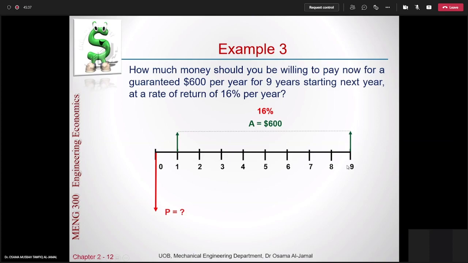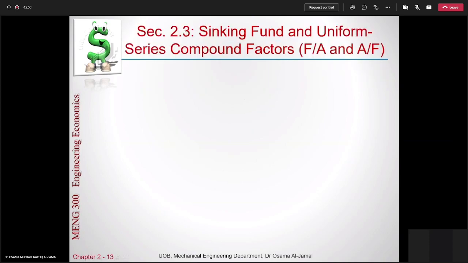Yeah, make N 9, make I 16, PMT 600, then go for P and find it. Press solve. Have you got the answer? Okay.